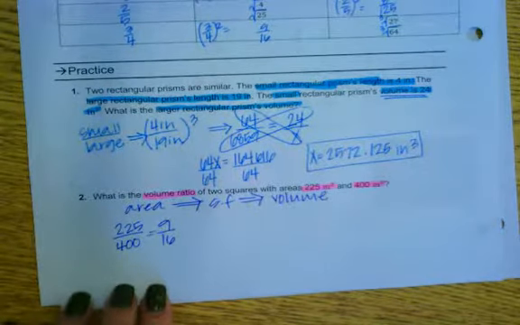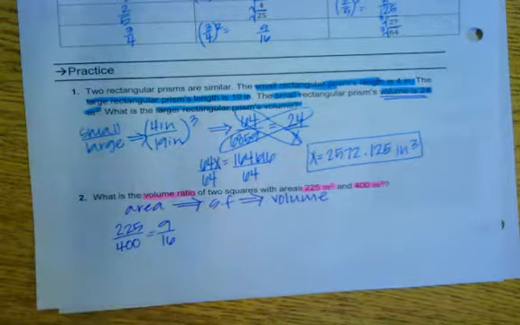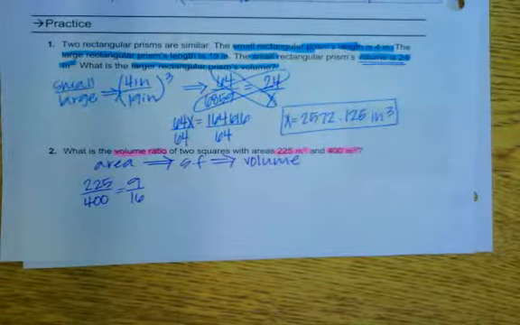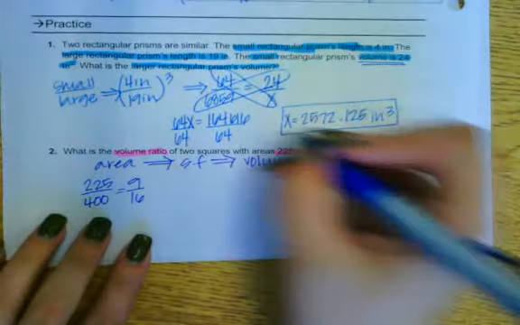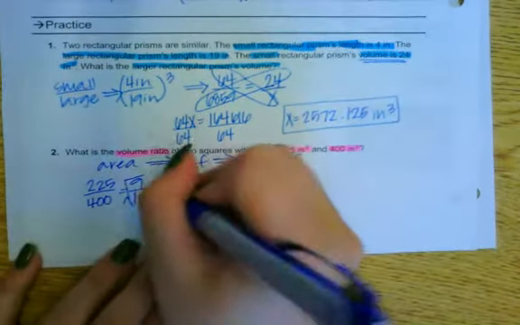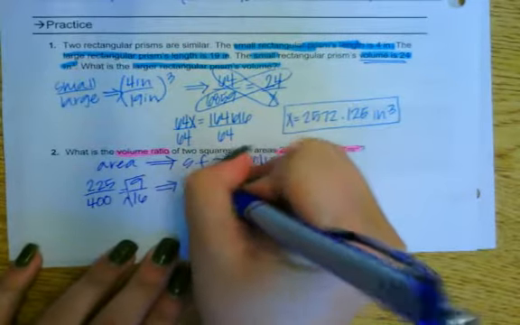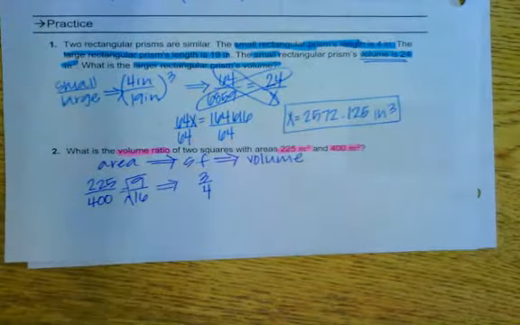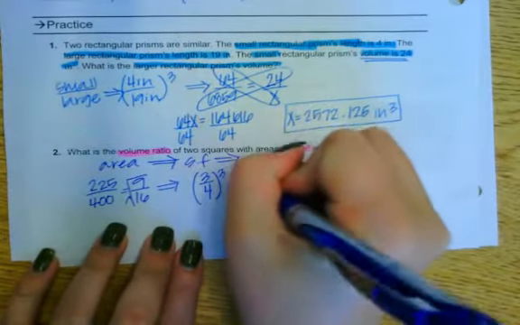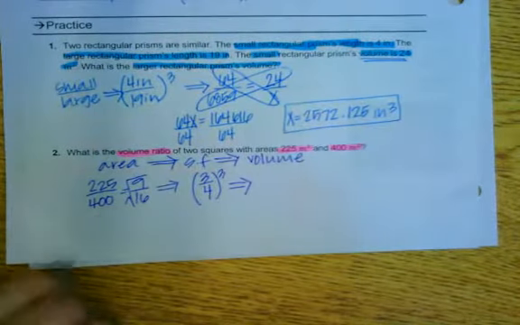Okay, so now I'm at 9/16. How do I get to scale factor? Square root. Okay? What is the square root of 9/16? 3 over 4. Okay. Now we are at home base. Start. Okay, how are we going to get to volume? Cube it. What is 3/4 cubed? 27 over 64.